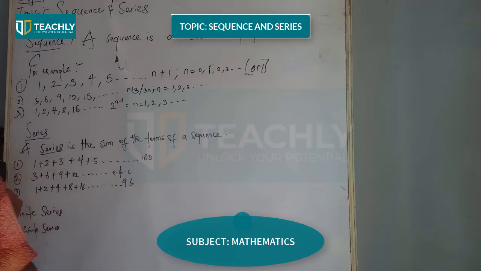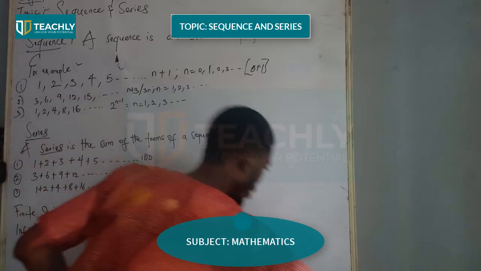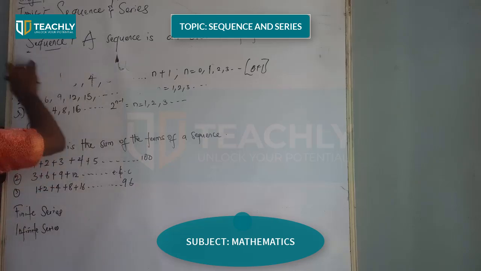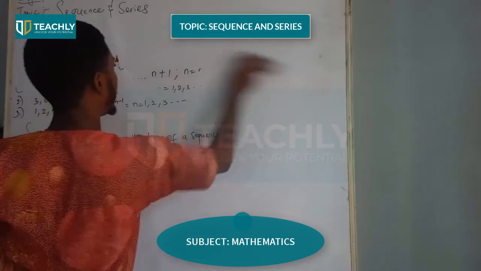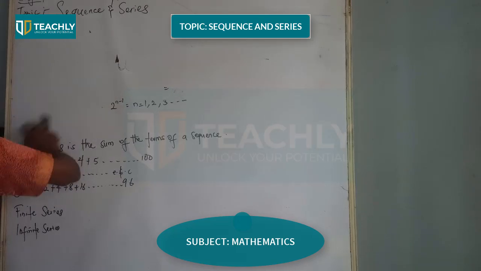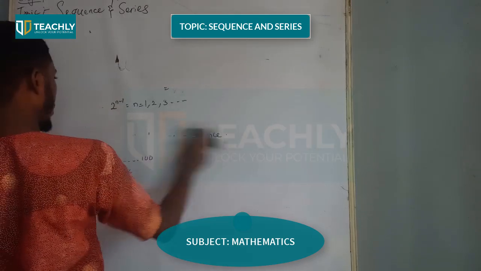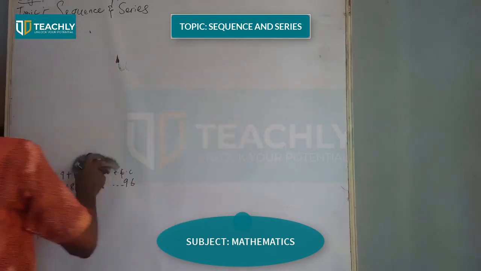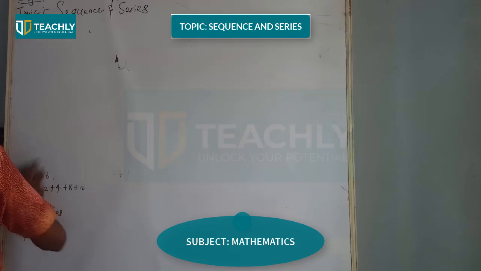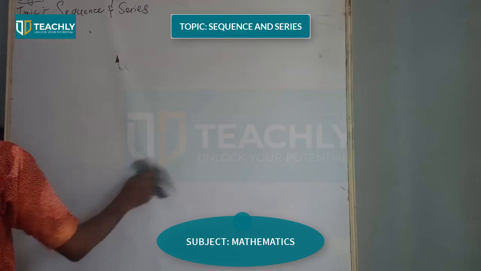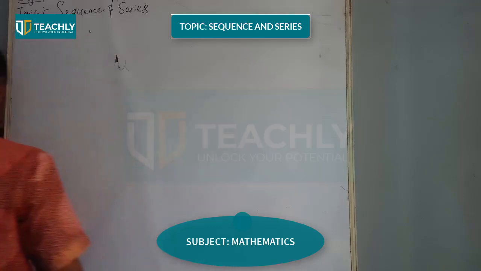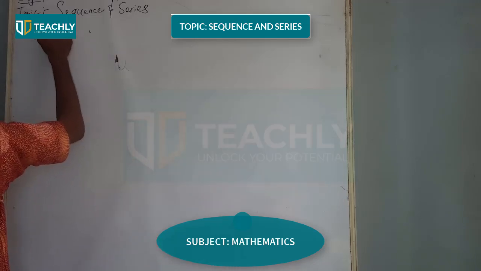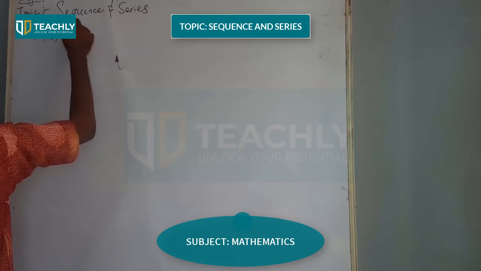Now, let's look at the two types of progressions that we have. We have arithmetic progression, and then we have geometric progression. We're going to be solving a number of examples here, both in WAEC and in JAMB, and then I'm going to make them explicit. So let's begin with arithmetic progression.